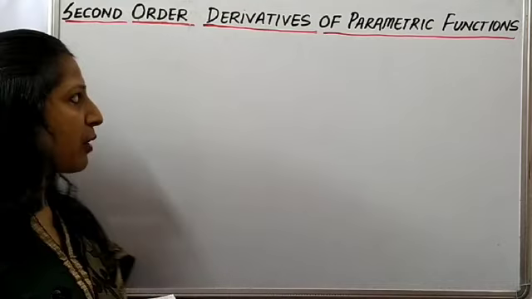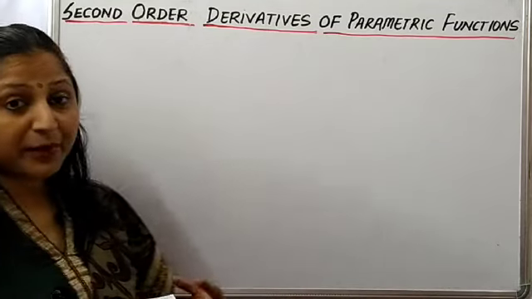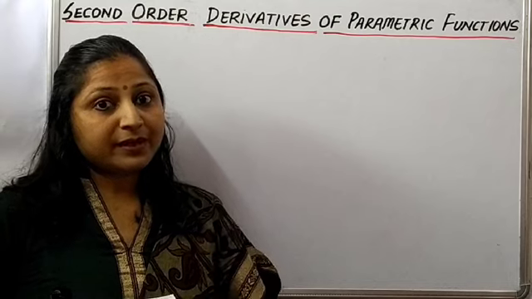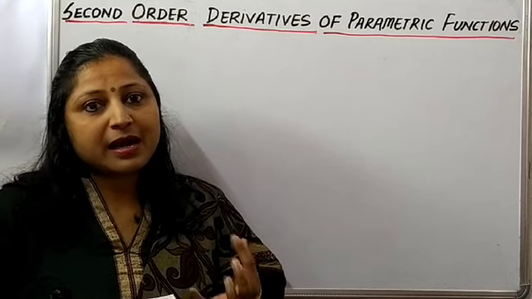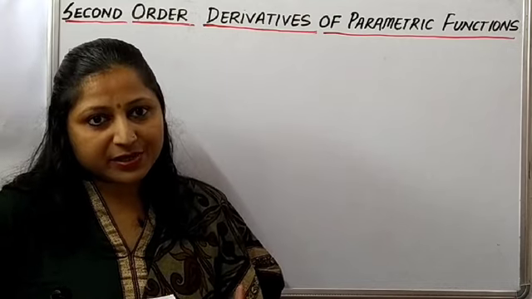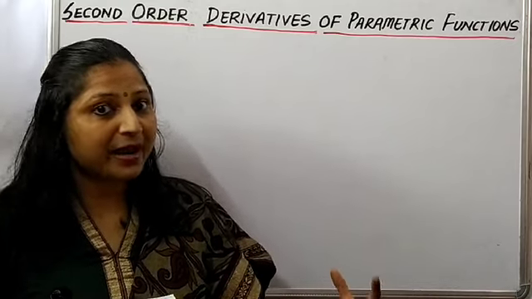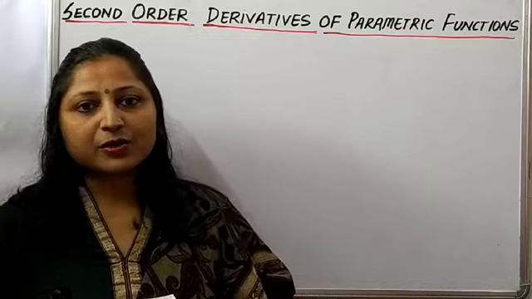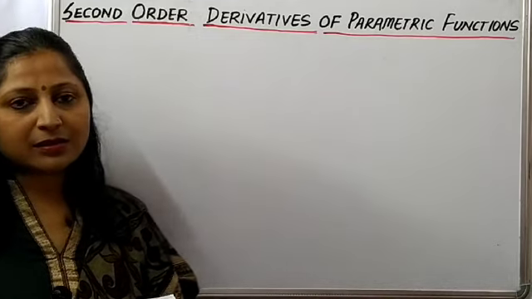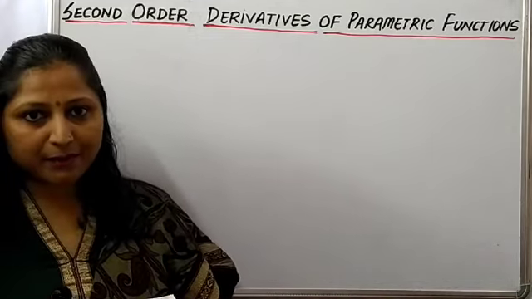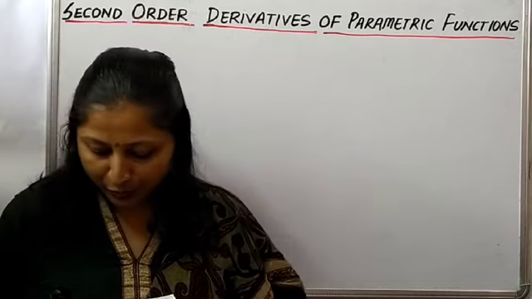In the previous lecture we had studied second order derivatives of explicit functions. But today we will talk about second order derivatives of parametric functions. We will study how we can differentiate a parametric function two times, that is, how we can find second order derivatives in case of functions in parametric form. We will understand this concept with the help of some examples. So let us see what our first question is.